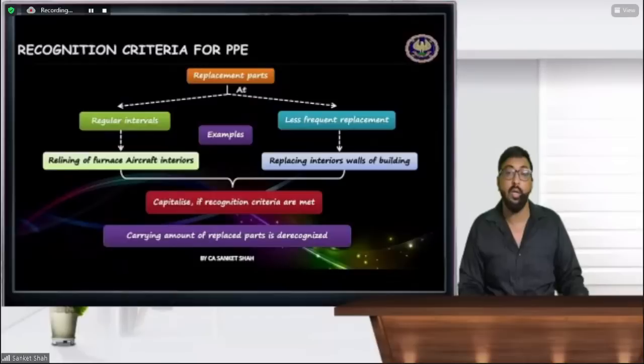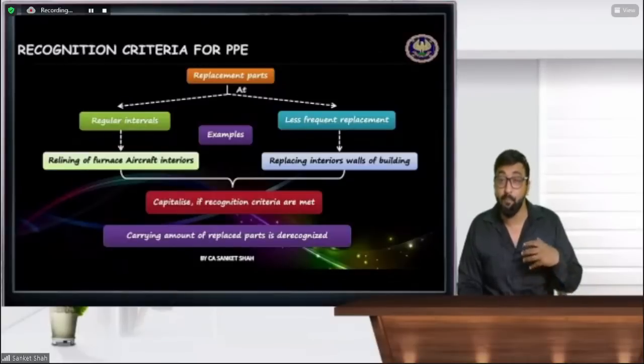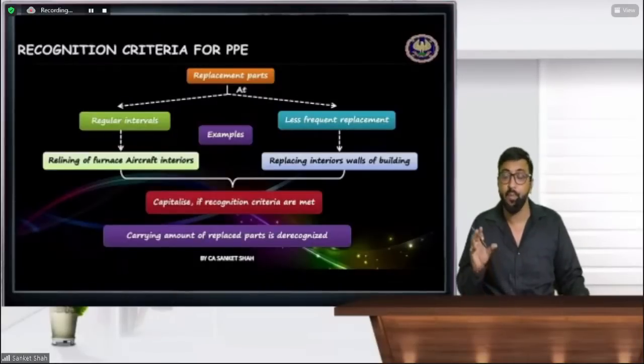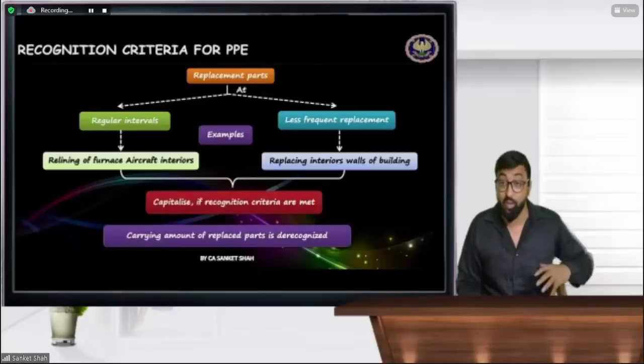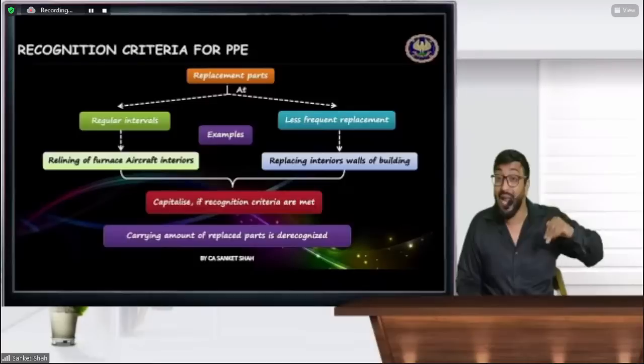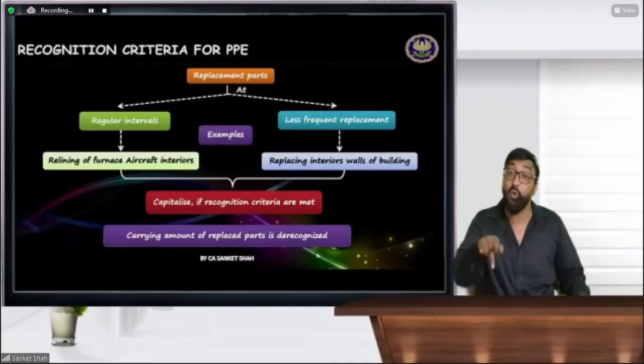So now if you are replacing any part, and assume that replacement cost, whether you are going to record it in the profit and loss account or whether you are going to record it in the asset. Whether you record it in the asset means you will add it to your asset. So it depends, again, on which criteria, that recognition criteria.